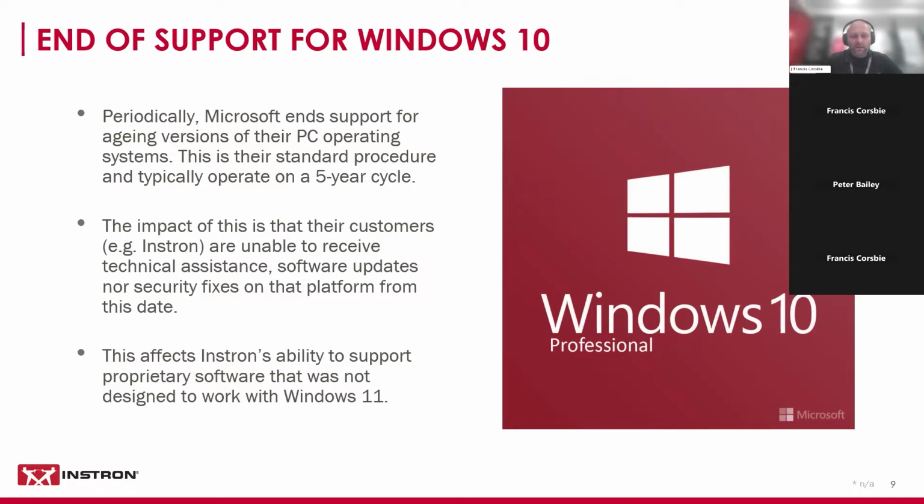The impact is that customers, i.e., ourselves, are unable to receive technical assistance, software updates, or security fixes on that platform. So we're unable to do an awful lot of things we typically do with updates. This again affects our ability to support proprietary software such as WaveMatrix3, Blue Hill Universal, and Blue Hill Fracture, for example, that are not necessarily designed to work on Windows 11. However, those three are designed to work on Windows 11, and we'll get to that in a moment.